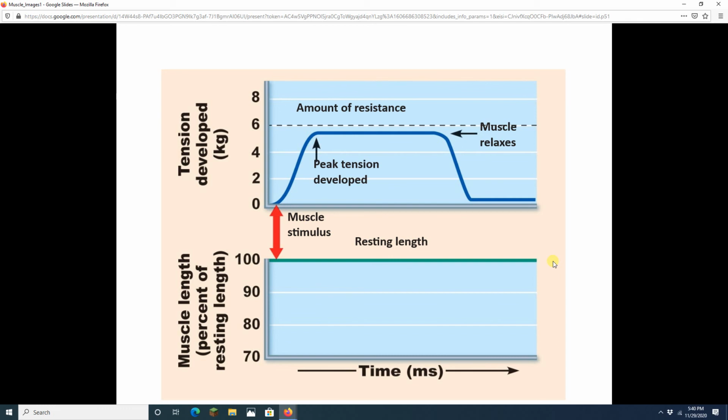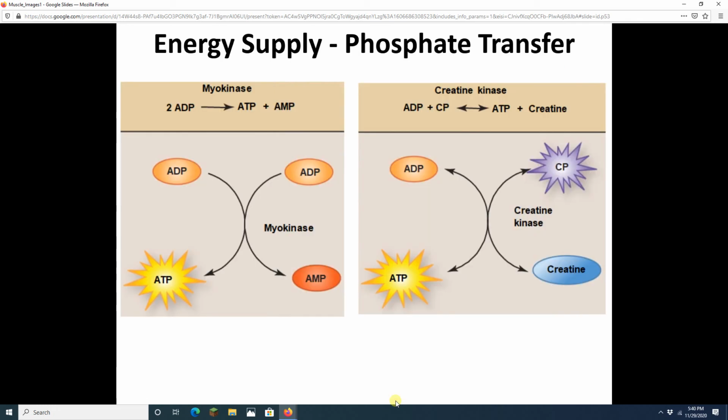By the way, I guarantee you will see graphs like these on your test. And you will see pictures of people doing a particular movement. You'll have to tell me what kind of contraction they're doing. All right? So you are forewarned.